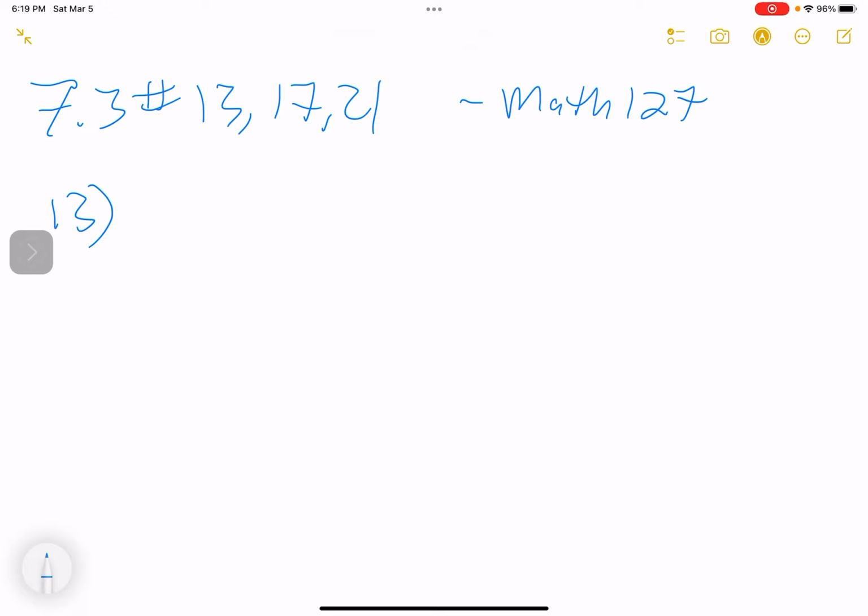We have three problems here from 7.3. Number 13: we're going to write sine cubed x as sine only, or cosine only, to the power of 1. So if we have sine cubed x, that's like saying sine of x times cosine squared x.